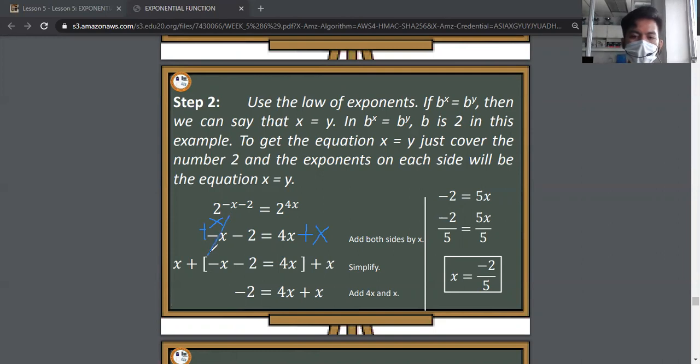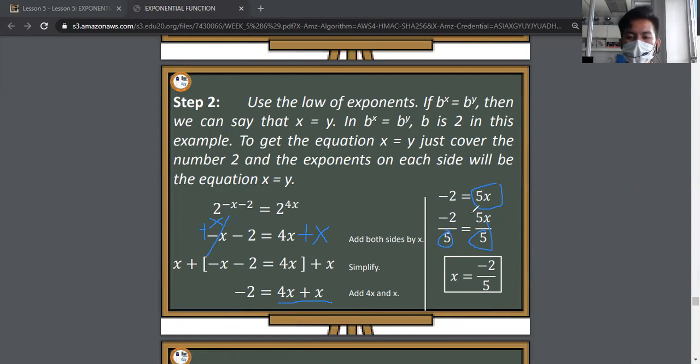Then, cancel. Then, negative 2 is equal to 4x plus x. Then, we need to find the value of x. So, 4x plus x is equal to 5x. Then, para makuha po natin yung value ng x po natin, by dividing both sides by 5. So, divide both sides by 5.